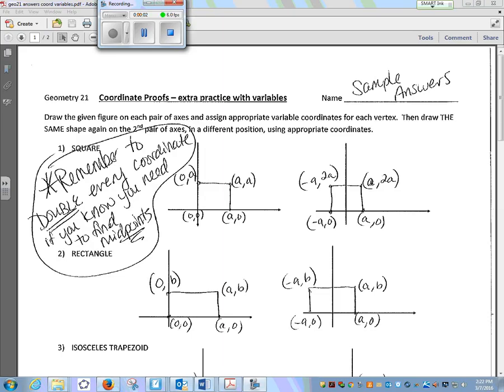Okay, so this is the review session for the coordinate proofs test. And we're going to start by looking at this sheet, which you did in class.